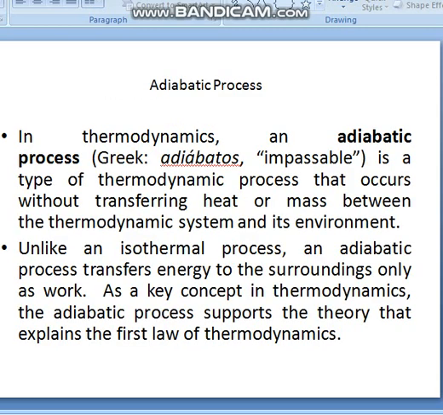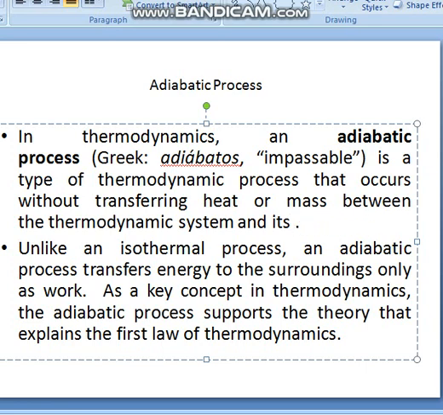Now we come to the adiabatic process. Before we go into the slide and discuss it, I just want to make it clear that an adiabatic process is a process which is completely isolated, and by no means does it exchange any heat with the surroundings. In thermodynamics, an adiabatic process is a type of thermodynamic process that occurs without transferring heat or mass between the thermodynamic system and its environment. Environment means surroundings.